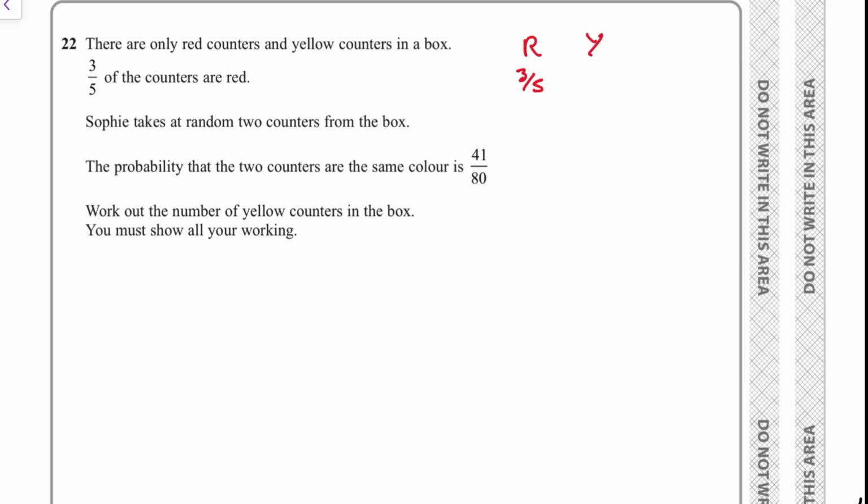3/5 of the counters are red. So far, so good, which means 2/5 are yellow. Sophie takes a counter at random. Okay. Probability that the two counters are the same color as this. Work out the number of yellow counters in the box.